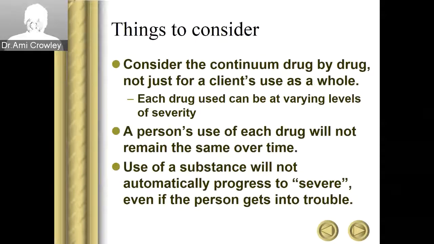So some important things to consider is that you do have to consider the continuum of drug use, drug by drug. So just because someone has problematic use of alcohol doesn't mean that they necessarily have problematic use of marijuana. And so we really want to be cautious not to lump someone into a category of being in chaos, certainly simply based upon their use, their setting of one particular addictive behavior.